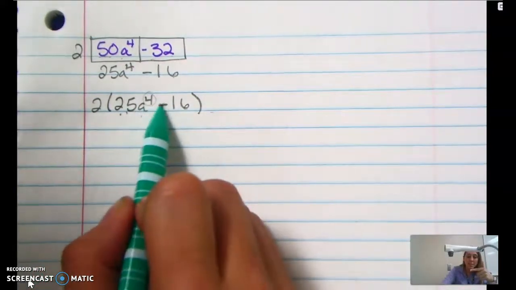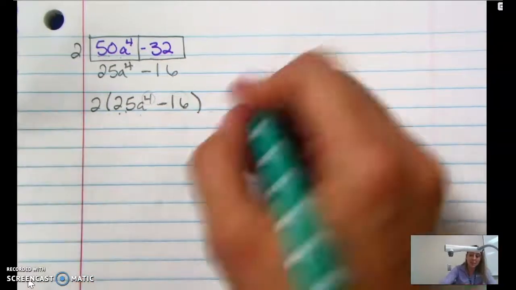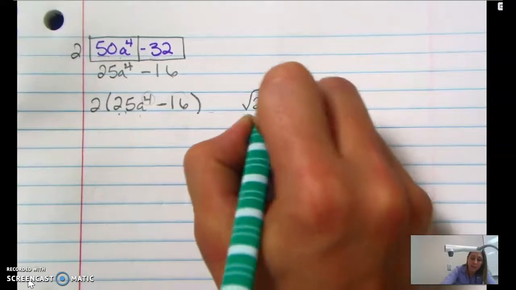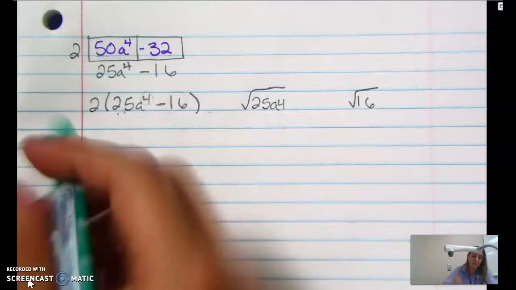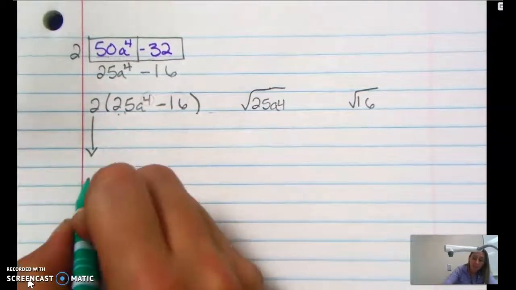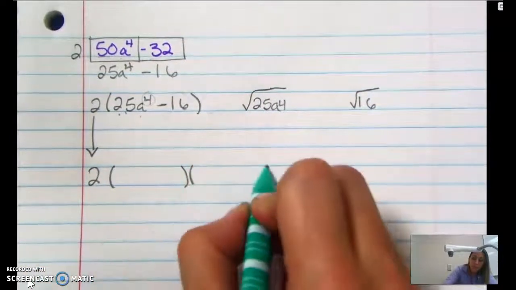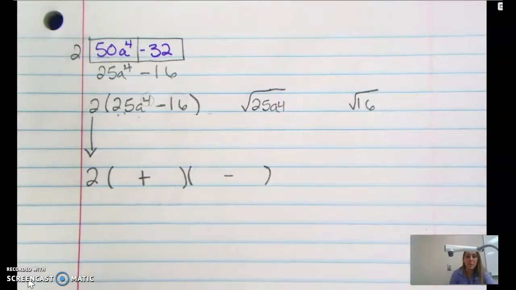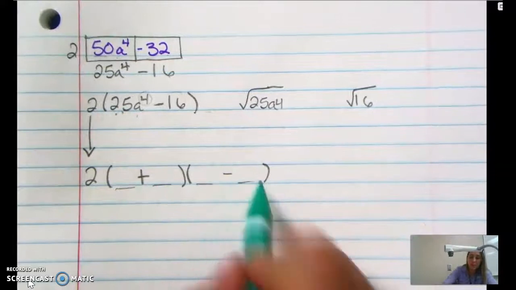Is this a minus sign? Yes. Is 16 a perfect square? Yes. So then what I need to do is take the square root of 25a to the 4th, and the square root of 16. So again, my answer of 2 stays part of it. I'm going to have a parenthesis, a plus, and a minus, and I just have to figure out what I'm going to put in those blanks. Again, whatever's in this blank will be the same here, and the same blank here and here.